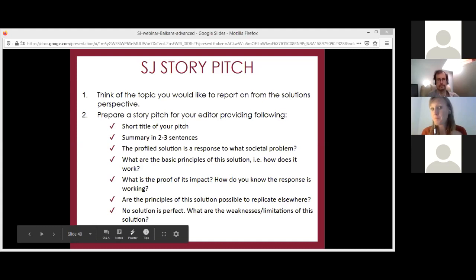But maybe an example from Bulgaria would actually make a difference. And that's what you aim for with the solution story, to push the public debate somewhere, to unlock it, right, or unblock it.